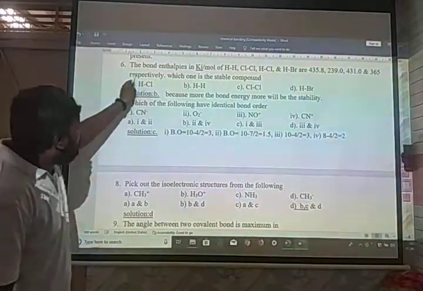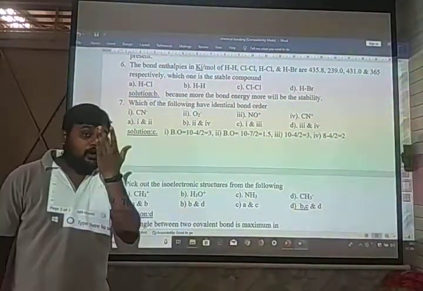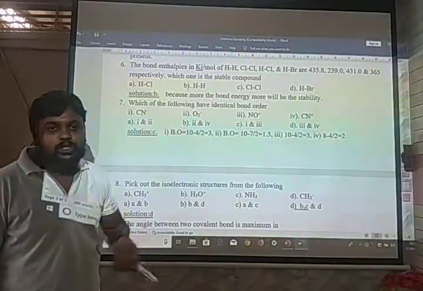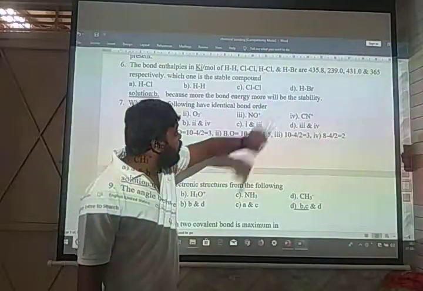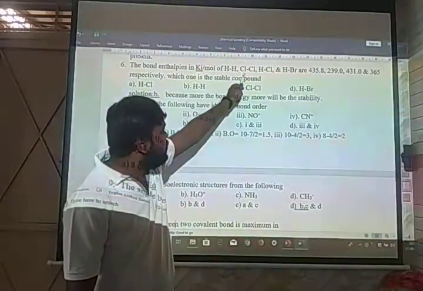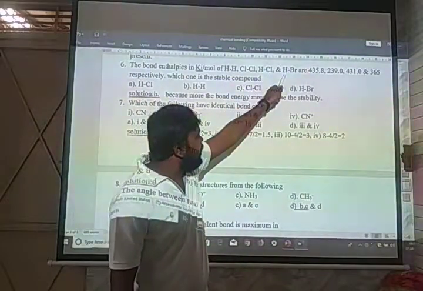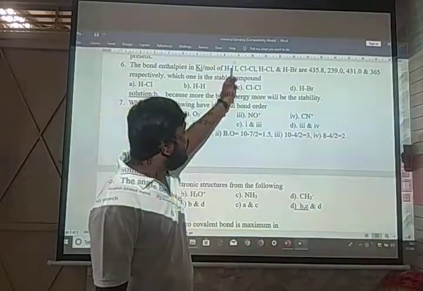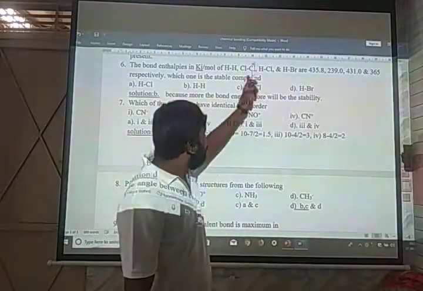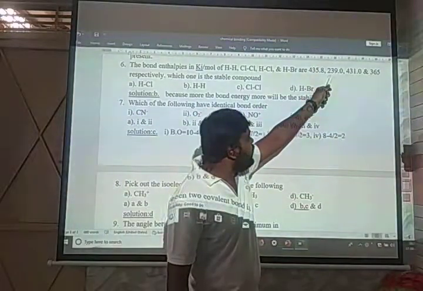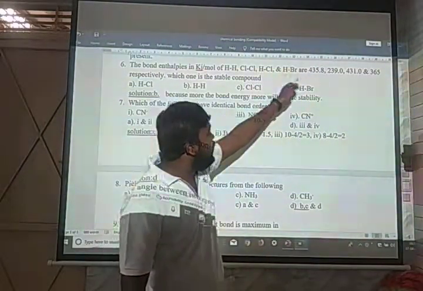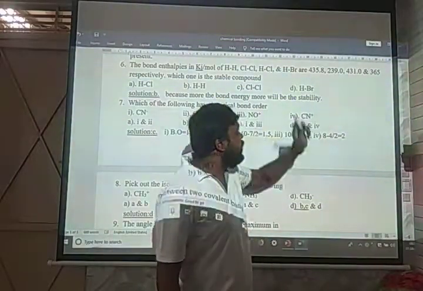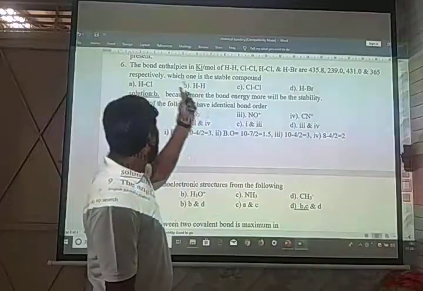So next question is on bond enthalpies. Bond enthalpy is nothing but bond energy, the energy required to break the bond. So in kilojoule per mole, they gave four different molecules: H-H, Cl-Cl, H-Cl, H-Br, and they gave values also. For H-H, the value is 435.8. For Cl-Cl, the value is 239.0, and H-Cl 431.0, and H-Br 365. So these are the bond energy values.